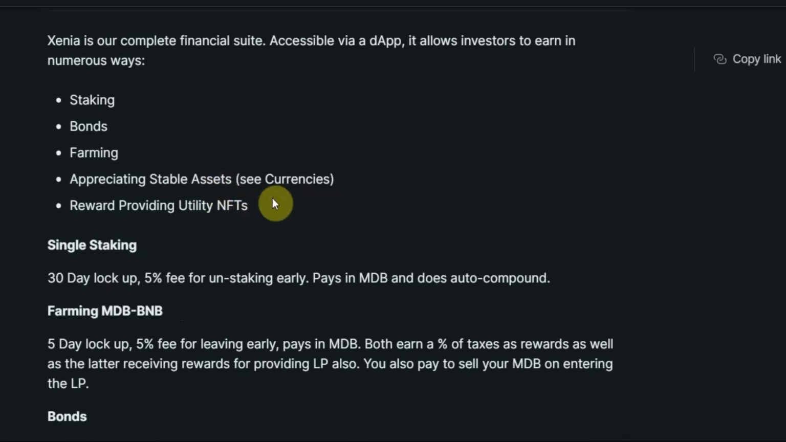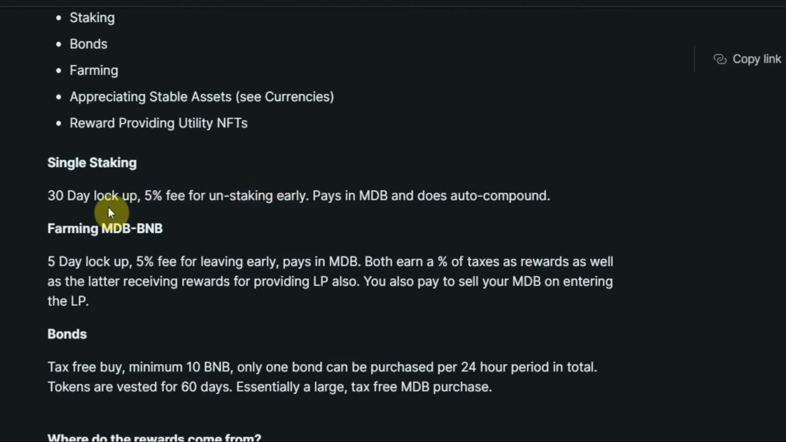I think this is no longer available, or you have to go to another site to get this. Anyway, single staking: 30-day lockup, 5% fee for unstaking early, based in MDB, and does auto-compounding. Okay, so unlike others, where when you lock stake you cannot remove it anymore, here at least you could still remove it even with the 5% fee that is being taxed. So at least they're not harsh when it comes to staking. They still give you an opportunity to withdraw in case of emergency.